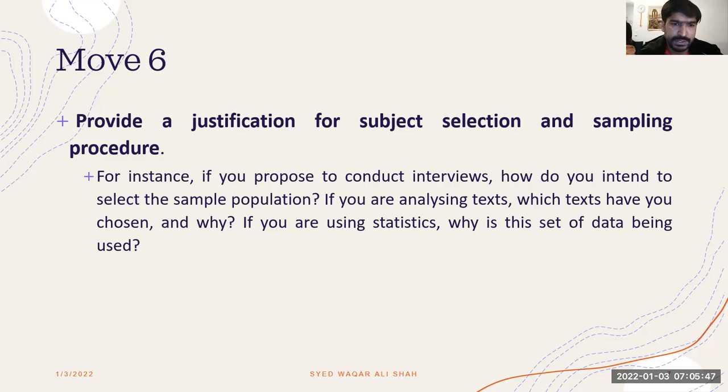Another question here in Move 6, you will see that if you propose to conduct interviews, how do you intend to select the sample population? And if you are analyzing text, which text have you chosen and why? For example, there can be a question of bias. If you are using statistics, then why is this set of data being used? So that has to be clearly given. And the sampling procedure, as I said, we need to mention, for example, whether it is purposive sampling or maybe non-purposive random sampling. Even within that, you need to be clear what kind of particular sampling method you have used. So everything has to be clearly explained there.